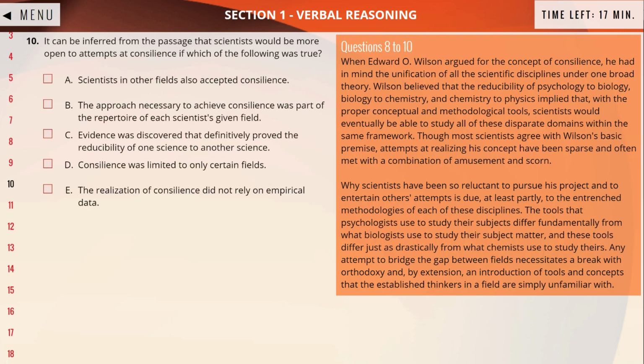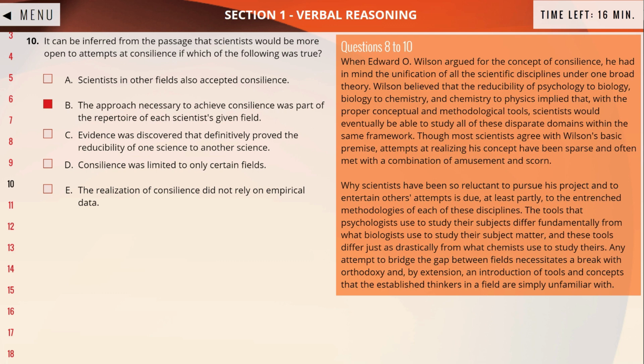Back to this again. It can be inferred from the passage that scientists would be more open to attempts at consilience if which of the following were true. Well, if they were familiar with the different methodologies, I'd say. Yeah, scientists in other fields also accepted. That's not the major problem. Maybe the approach necessary to achieve consilience was part of the repertoire. Yeah, if they were trained and they were aware of the tools and concepts and they weren't just unfamiliar with it, then the problem would go away, right? They would have familiarity with how to do it, so that's not a problem anymore. So B is looking good.